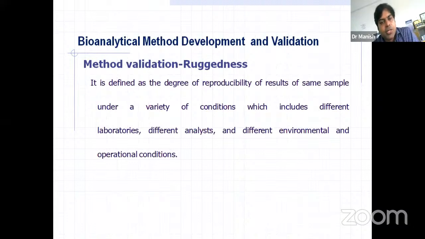And method validation: ruggedness. Ruggedness is not a part of ICH, but it is being adopted by the US FDA, and it is defined as the degree of reproducibility of results of the same sample under a variety of conditions, which include different laboratories, different analysts, and different environmental and operational conditions. So which is very much similar to precision repeatability, where we have seen that the same method is transferred to another laboratory, where the method is adopted by different analysts on different instruments and in different laboratory conditions. So there should not be any change in the method.